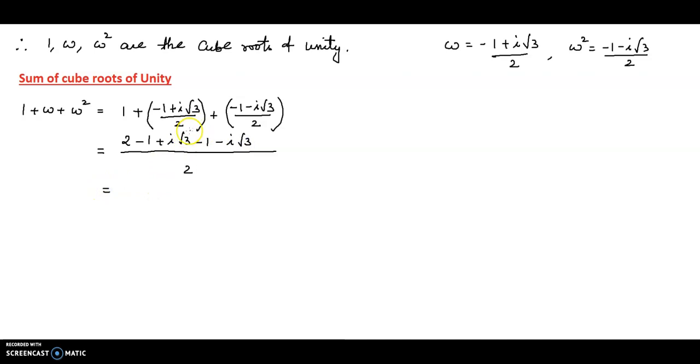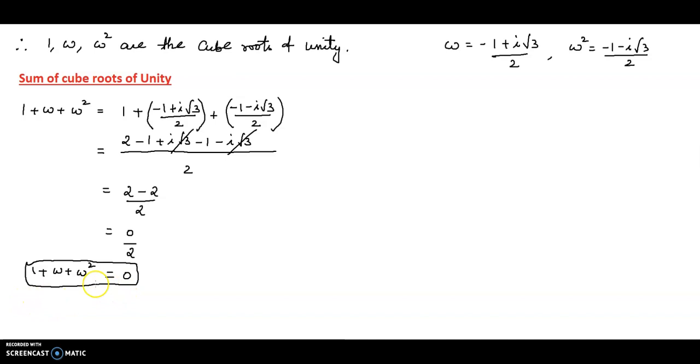So the plus i root 3 and minus i root 3 we can eliminate. We have plus 2 minus 2, that is 0, divided by 2, so 0 by 2 is equal to 0. So we get the condition that the sum of cube roots of unity is equal to 0. One very important condition whenever we are dealing with cube roots of unity: 1 plus omega plus omega square is equal to 0. That is, the sum of cube roots of unity is equal to 0.